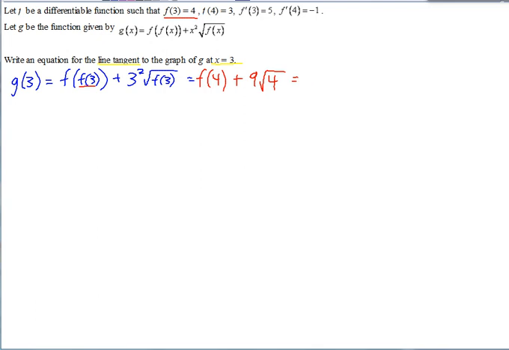And f of 4, at the top, you can see f of 4 is 3. 3 plus the square root of 4, which is 2, times 9 gives you 18. 3 plus 18. So that's our y coordinate. Our point of tangency: we plugged in 3 for x, we got 21 for y, so there's your point of tangency.